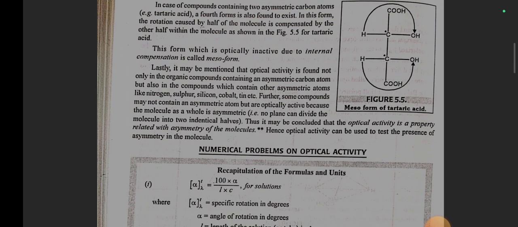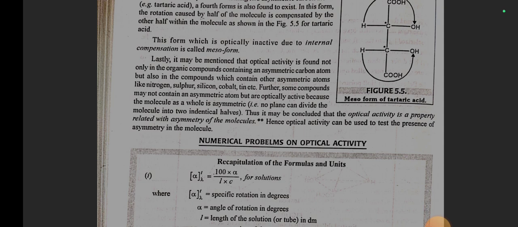Lastly, it may be mentioned that optical activity is found not only in organic compounds containing an asymmetric carbon atom, but also in compounds which contain other asymmetric atoms like nitrogen, sulfur, silicon, cobalt, tin, etc. Further, some compounds may not contain an asymmetric atom but are optically active because the molecule as a whole is asymmetric. Thus, it may be concluded that optical activity is a property related to the asymmetry of the molecule. Hence, optical activity can be used to test the presence of asymmetry in the molecule.